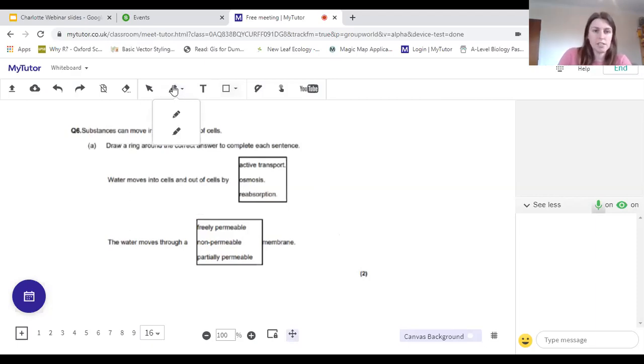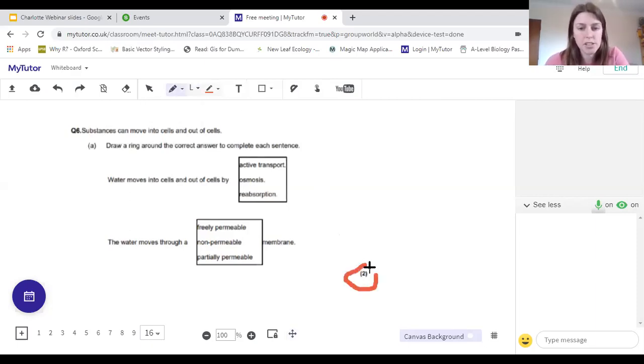Another couple of nice, simple, quick questions here. 2 marks for these. Substances can move into cells and out of cells. A, draw a ring around the correct answer to complete each sentence. So water moves into cells and out of cells by active transport, osmosis, or reabsorption. Good. Osmosis there.